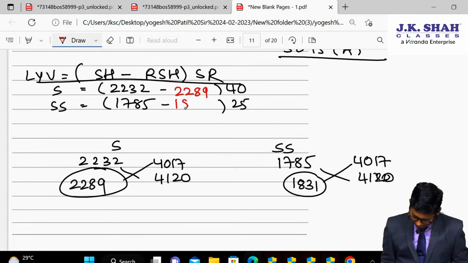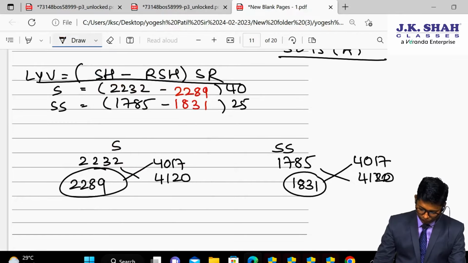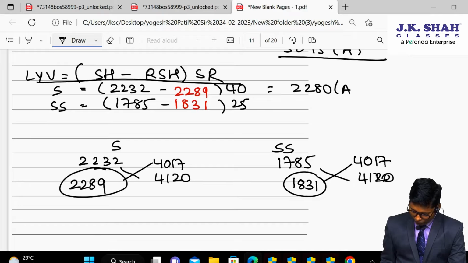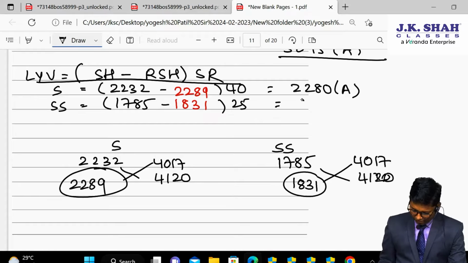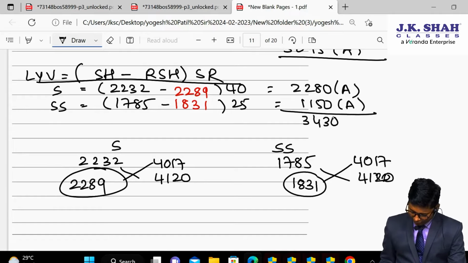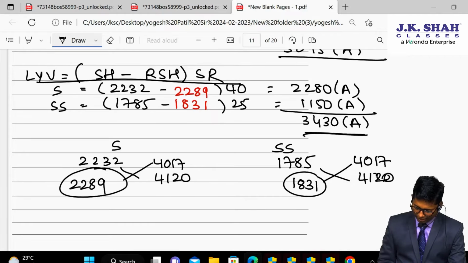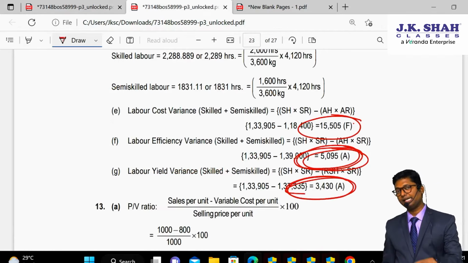2289, 1831. Let's solve this. 2232 minus 2289 into 40 is 2280 adverse, and 1785 minus 1831 into 25 is equal to 1150 adverse. Both the adverse will be added and you will get 3430 adverse as your final answer. And this is the end of the solution.